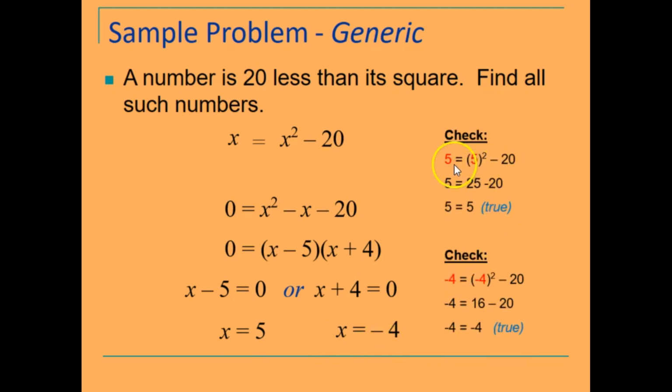Checking them by replacing the variable with the value that we found. Here we're checking 5. We see that it results in a true expression, as the same when replacing x in our equation with the value of -4. So our solution to this problem would be both 5 and -4.